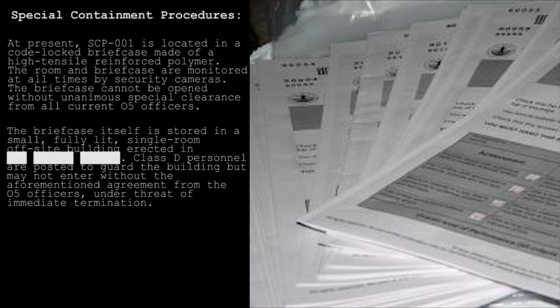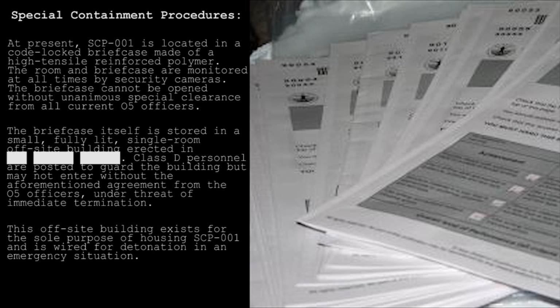Class D personnel are posted to guard the building, but may not enter without the aforementioned agreement from the O5 officers under threat of immediate termination. This off-site building exists for the sole purpose of housing SCP-001 and is wired for detonation in an emergency situation.